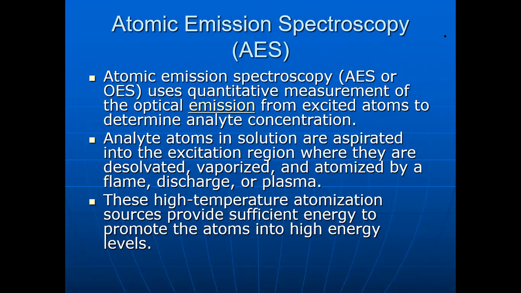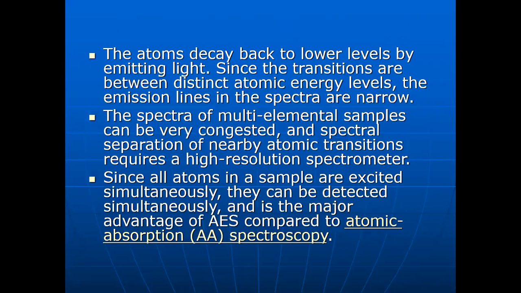Analyte atoms in the solution are aspirated into the exciting region where they are dissolved, vaporized, and atomized by the flame, discharge or plasma. What will happen? The energy will be emitted when there is a jump from high to low. So this high temperature atomizer source provides sufficient energy to promote the atoms to higher energy levels. Then the atoms decay back to their lower energy levels by emitting some light. Since the transitions are between distinct atomic energy levels, the emission lines or spectra are very, very narrow.